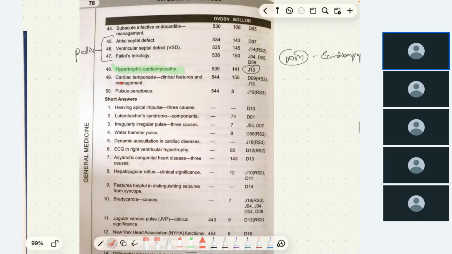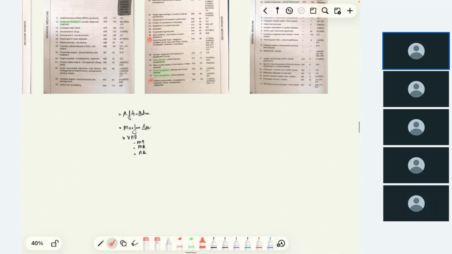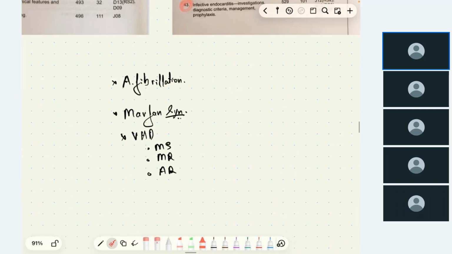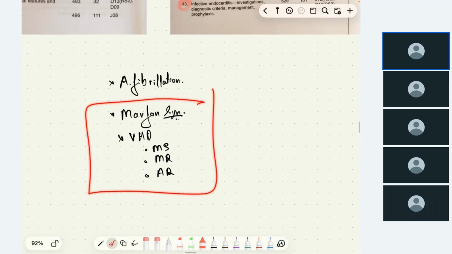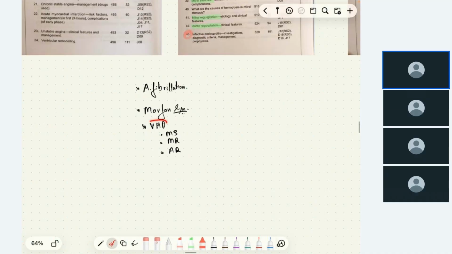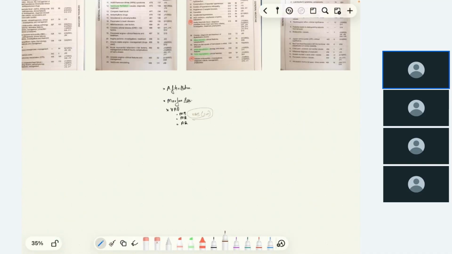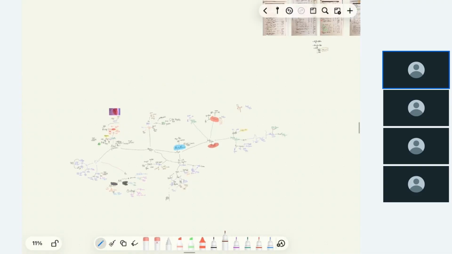Cardiac tamponade is a pure surgical topic. Also, pulsus paradoxus is asked only once, so I'm not covering. So in 5 markers, I'm covering atrial fibrillation and ventricular fibrillation. In the evening session, we'll see Marfan syndrome and valvular heart disease, MS, MR, and AR, and also AS, which is as 3 marker. We'll touch upon it briefly. Now I'm starting with arrhythmia.